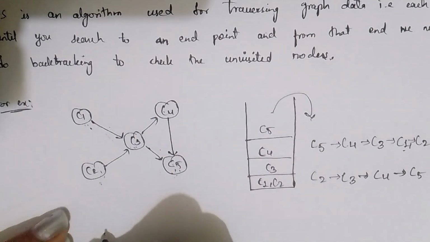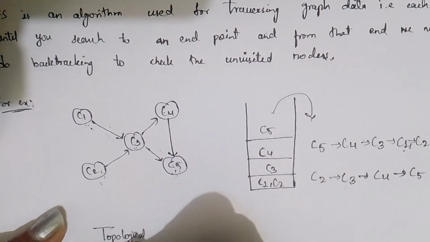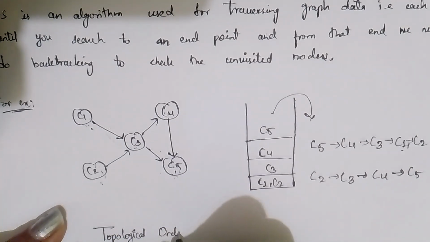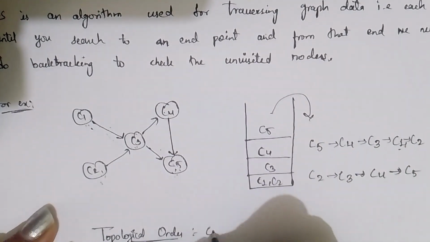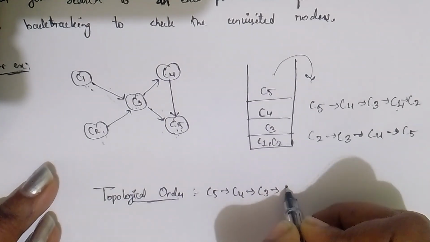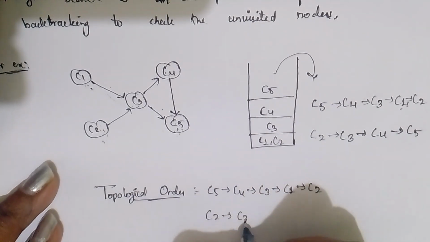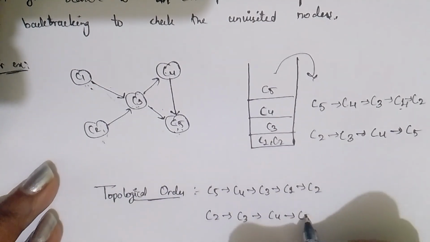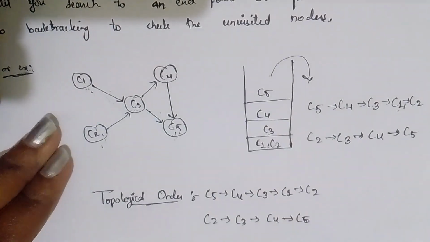The topological order we will get: we have got two orders. We have to consider these two orders. That is C5, C4, C3, C1, C2, and another one is C2, C3, C4, C5. These are the two orders we got from this graph.